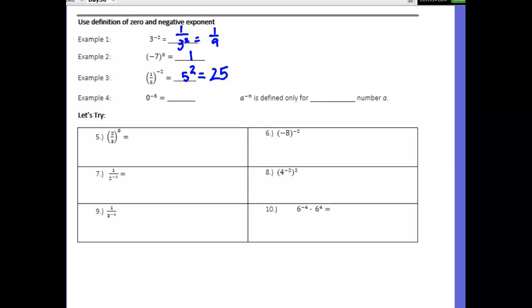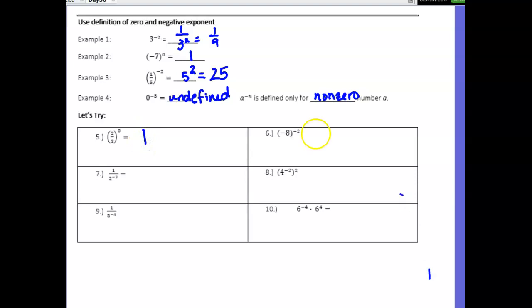Example number 4 is actually undefined. Okay, so you can't have 0 to a negative exponent because a to the negative n is only defined for non-zero number a. So it doesn't work with the 0. Okay, so some examples here. Number 5 should be pretty easy. It's to the 0 power, so it's equal to 1.